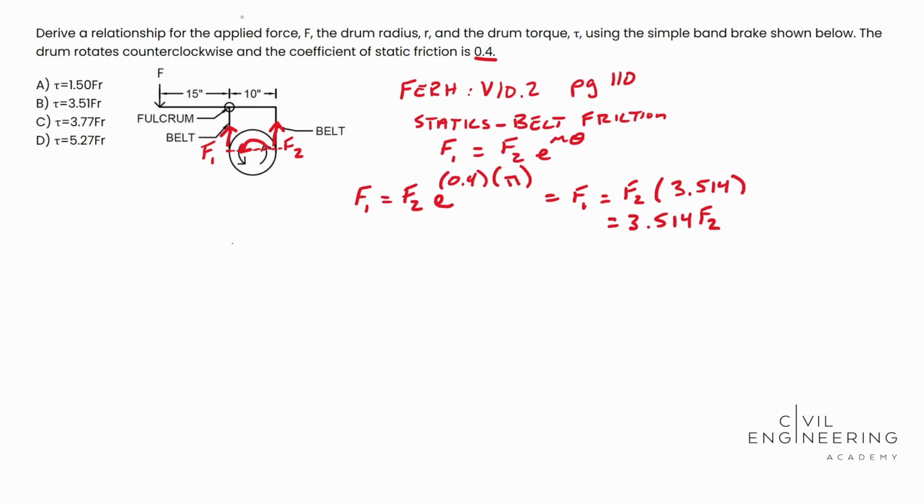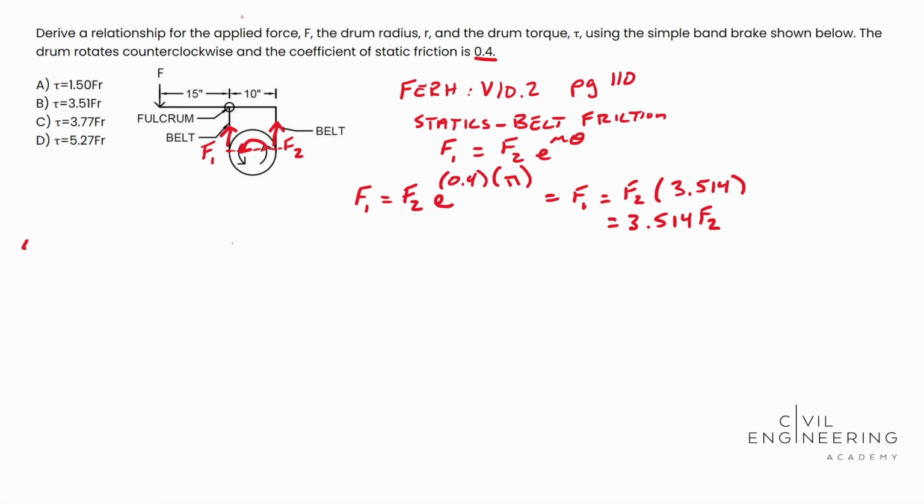Well, we can actually take a moment at the fulcrum and it will get rid of that F1 force, and we can find a relationship between the applied force, F, and the F2 there, that force applied to resist the impending motion. Okay, so that's what we can do. Let's go ahead and do that real quick.